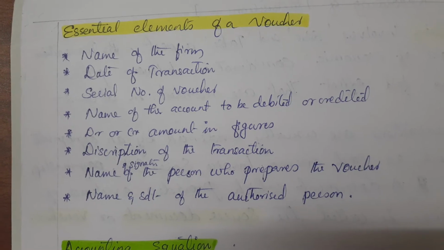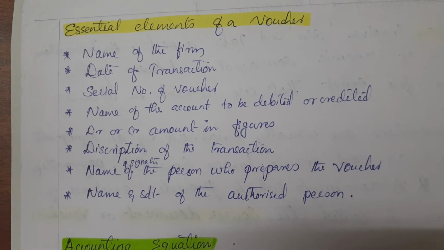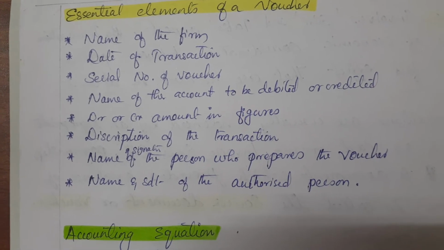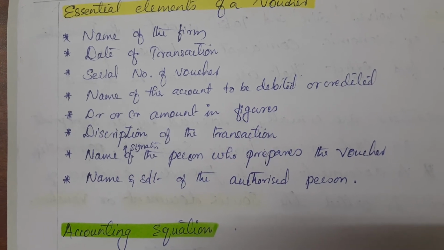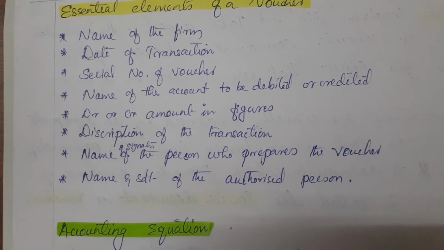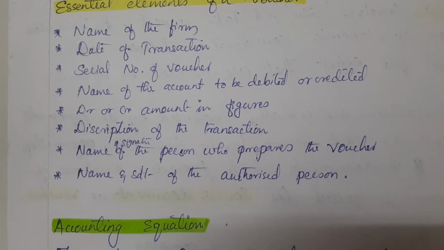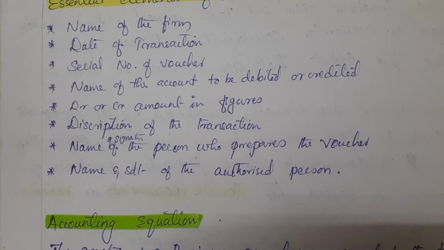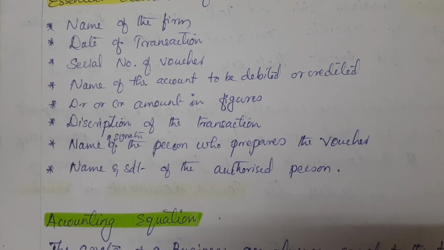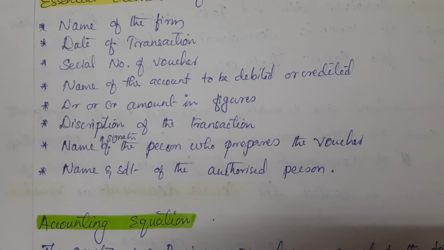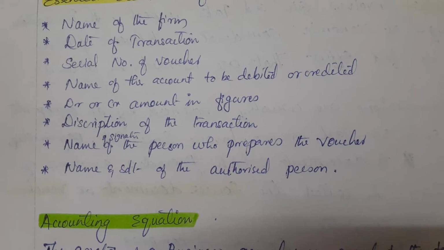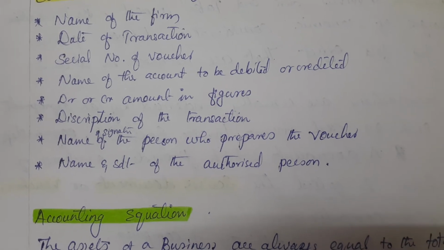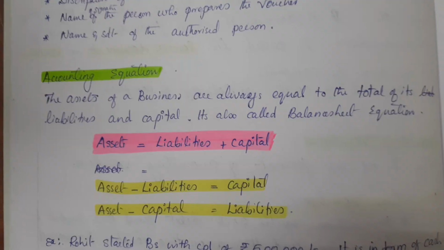What are the essential elements of a voucher? These are the essential elements which must be there in a voucher: name of the firm, date of transaction, serial number of voucher, name of the account to be debited or credited, then debit or credit amount in figures, description of the transaction, that is what we have seen, like narration or explanation, then the name and signature of the person who prepares the voucher, and the name and signature of the authorized person.